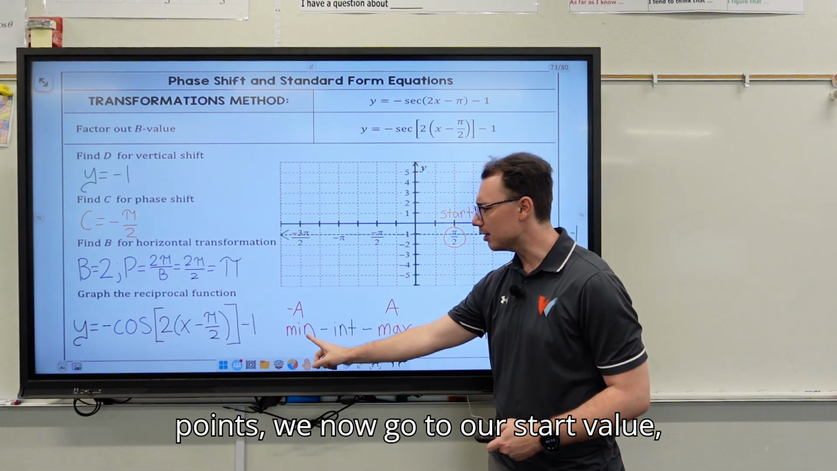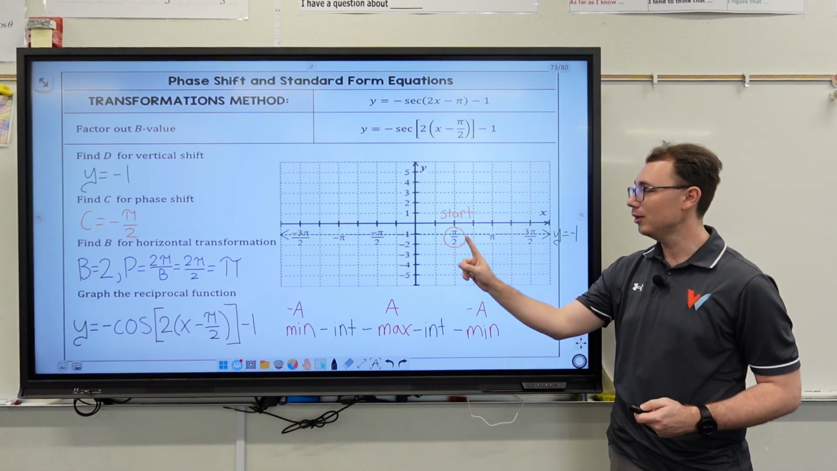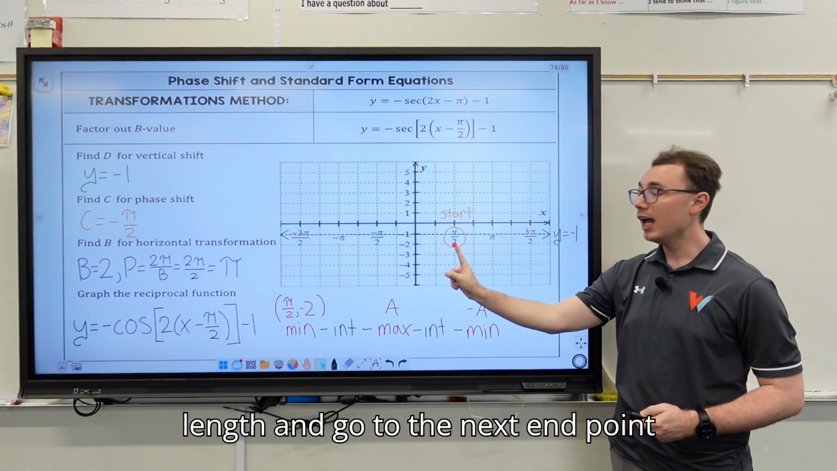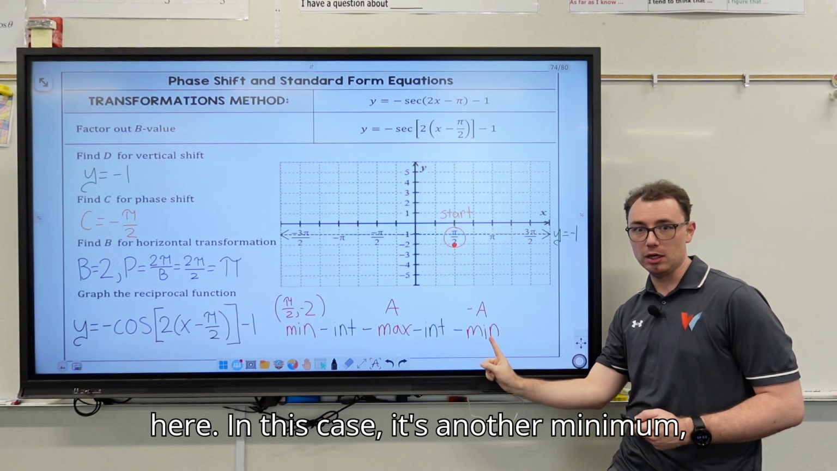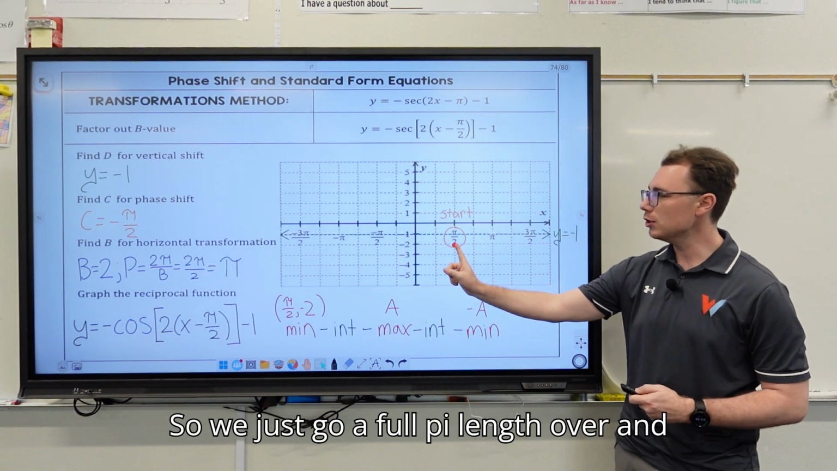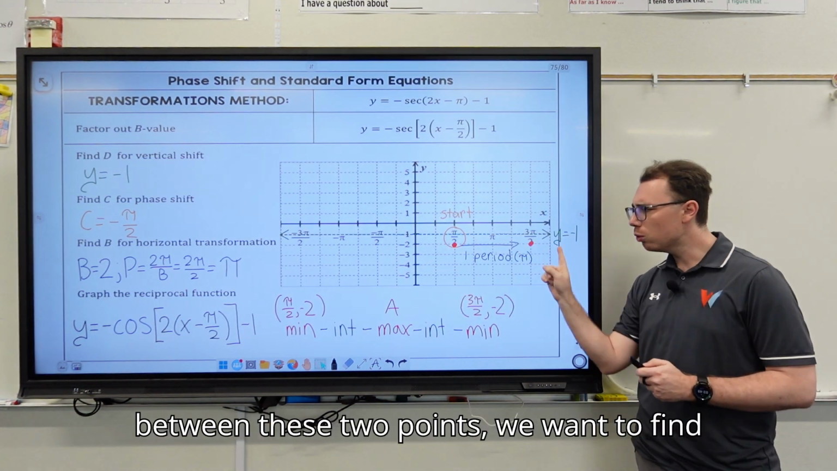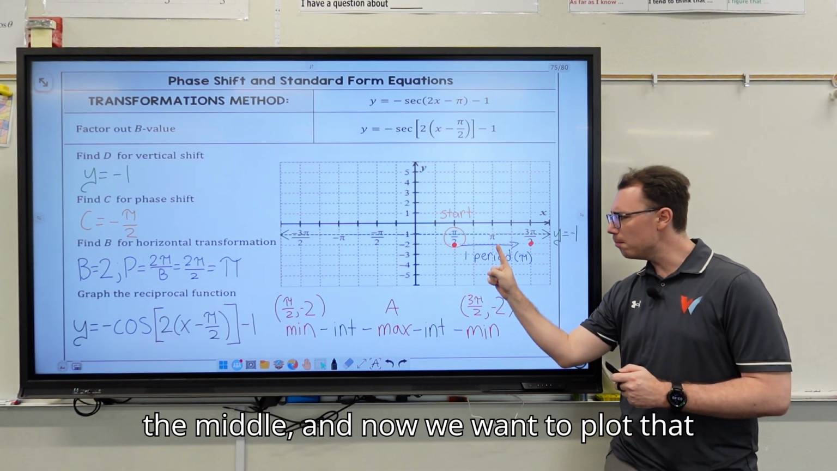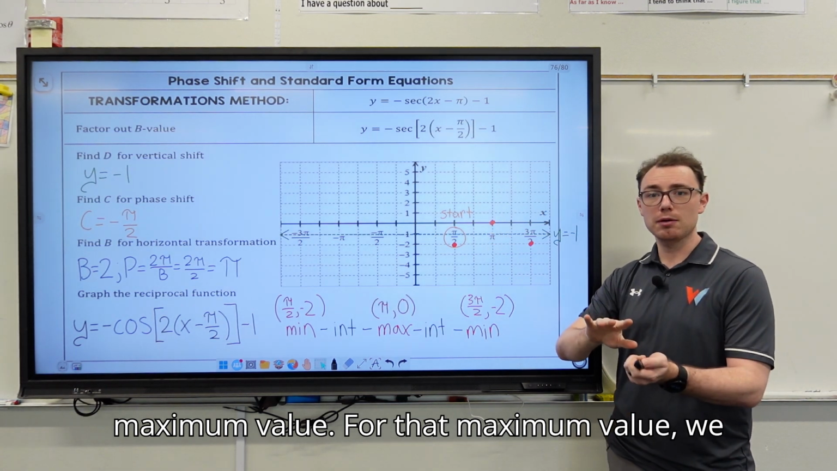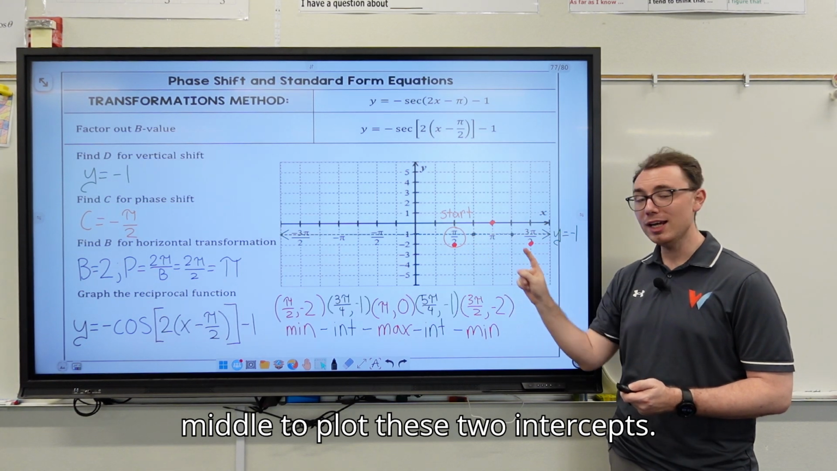Once we have these points, we now go to our start value, and now we plot that first minimum value here. Once we have that first minimum value, we now want to take our period length and go to the next end point here. In this case, it's another minimum, not an intercept like that last equation. So we just go a full pi length over and plot that next minimum point. Now between these 2 points, we want to find the middle, and now we want to plot that maximum value. For that maximum value, we now use that maximum value to find the middle to plot these 2 intercepts.